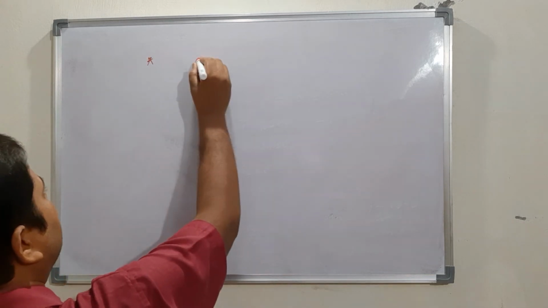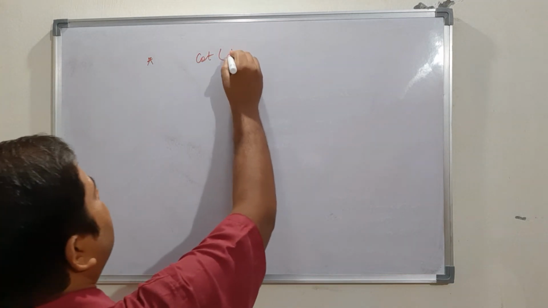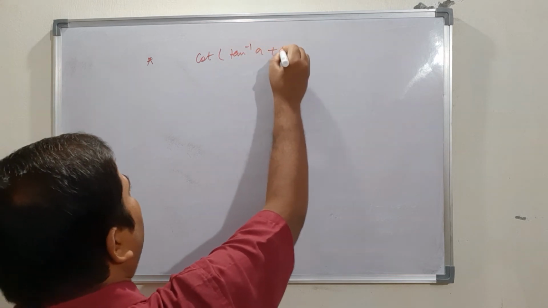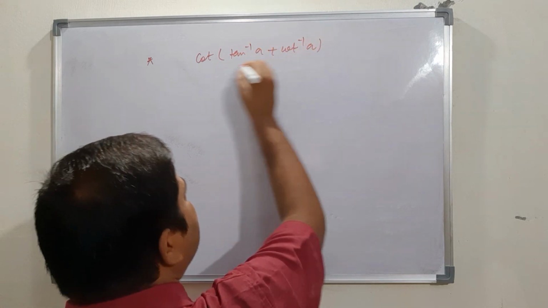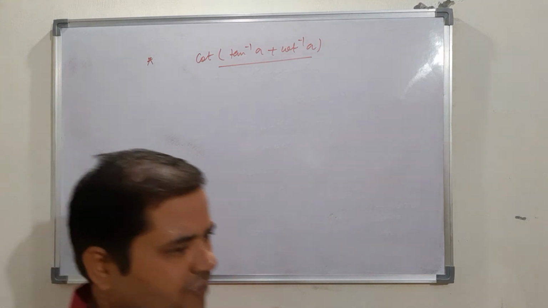Next question is, this is also a very good question. Cot of tan inverse A plus cot inverse A. Find the values of the following. You have to find the value of cot of tan inverse A plus cot inverse A. See, this is a very good question.